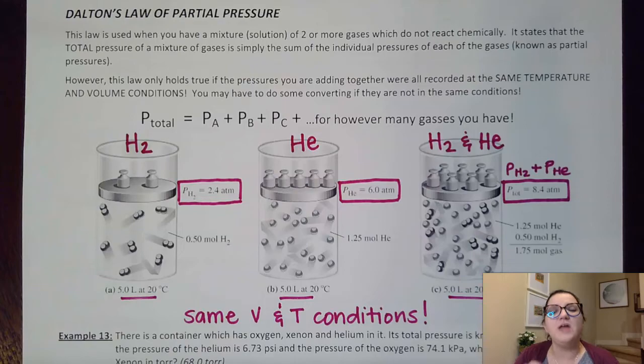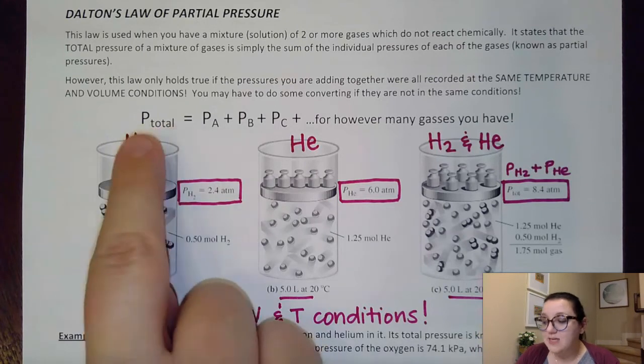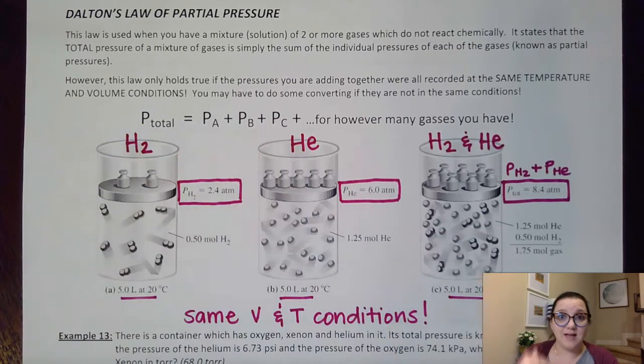If we had pressures that were not recorded at the same temperature and volume conditions, we might have to do some calculations to get them into the same conditions. And what that would mean is that we would end up using, say, the combined law to figure out what that new pressure would be at similar conditions. We will look at one like that here in just a little bit. By the way, this is on your formula chart under the gases section, so it's on there whenever you need to use it.